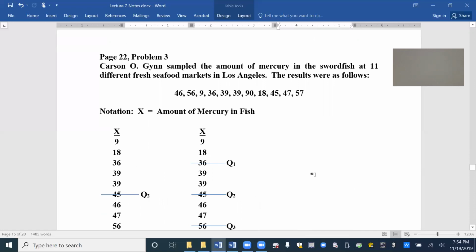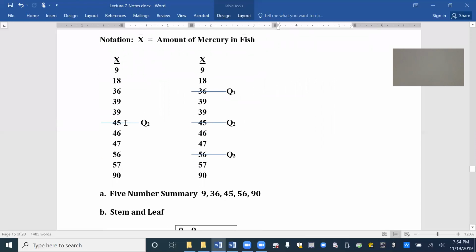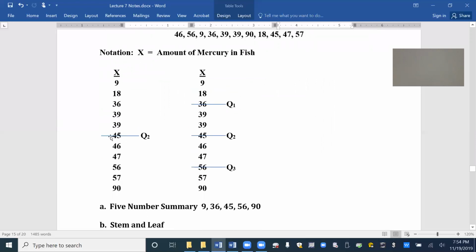All right, on problem 3 on page 22, a researcher sampled the amount of mercury in swordfish at 11 different fresh seafood markets across Los Angeles. Got the following results. So we have 11 observations. I sort the data. Find me the median. Right there. Cuts in half, odd number.